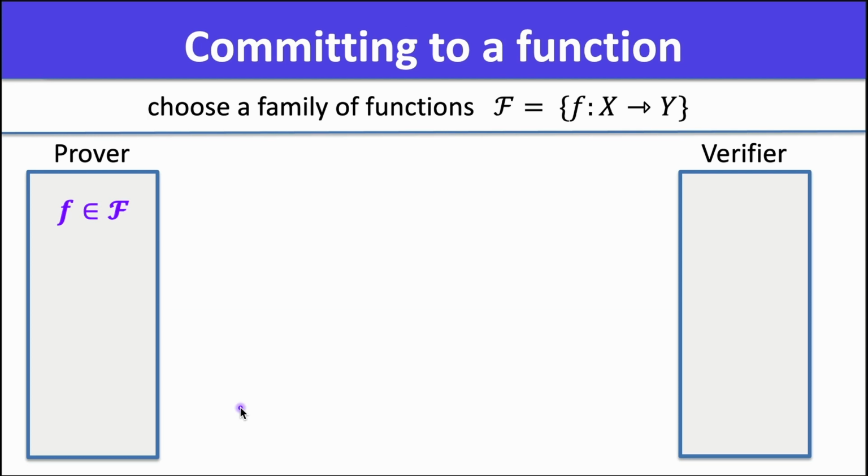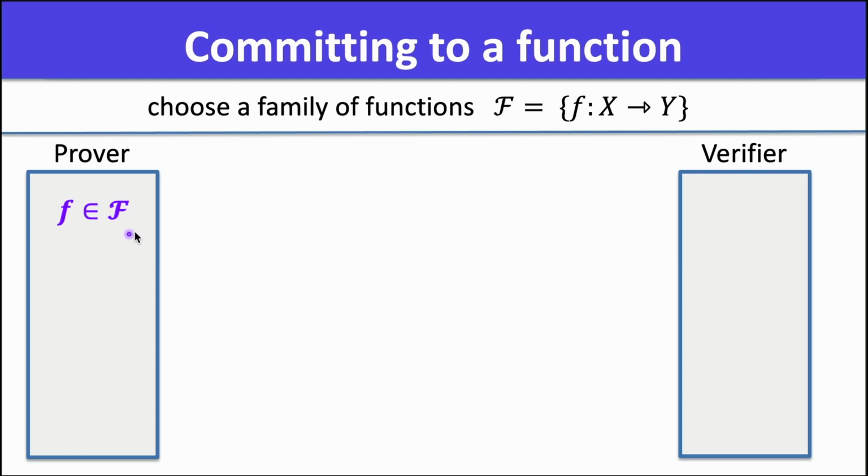So what does it mean to commit to a function? First, we're going to fix some function family from a set X to a set Y, and the committer will be committing to some function in this function family. Now I'm going to change the name of the committer to the prover, because typically the prover will be committing to a function. And I'm going to change the name of the receiver to the verifier, because the verifier is the one who's going to be verifying openings of these commitments. So let's see what it means to commit to a function.